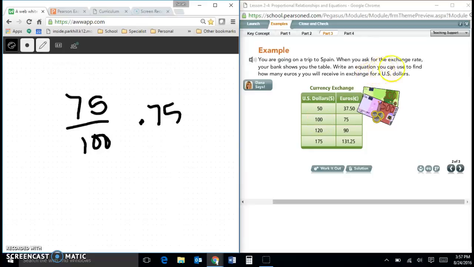So if I was going to write this equation to find how many euros you will receive for X US dollars, that would be Y equals 0.75X. And then mentally, I would think about it like this. Okay, check myself. If I have 120 US dollars, and US is the X, 0.75 times 120 would give you 90 euros. So we did it right. Let's move to the next problem.